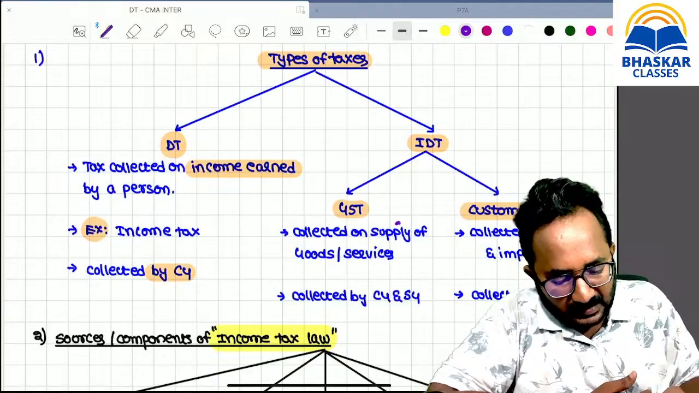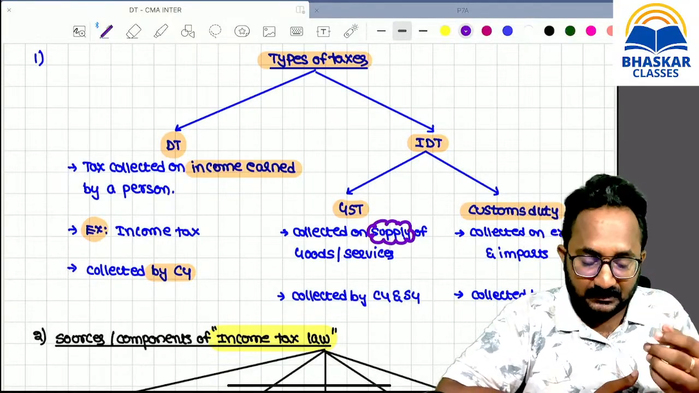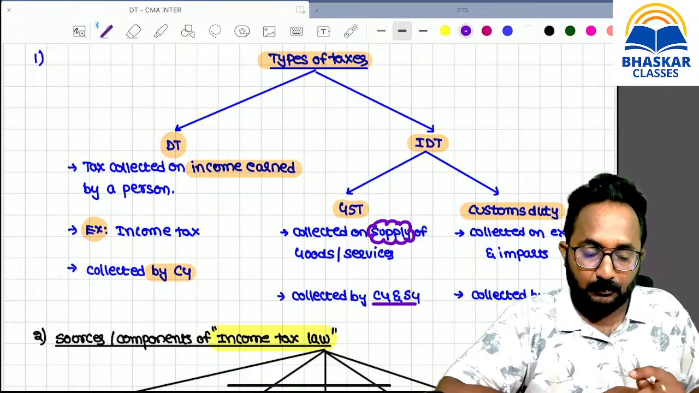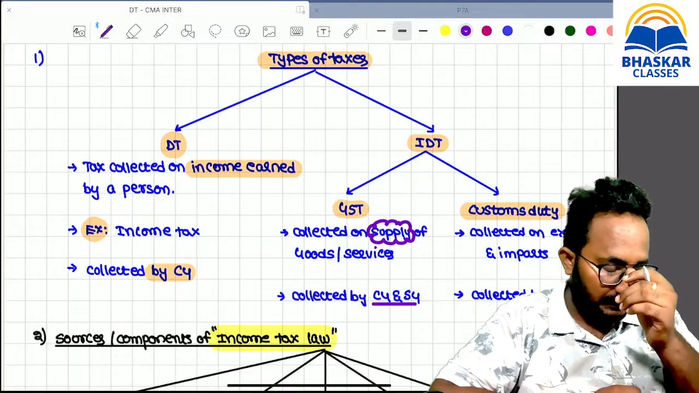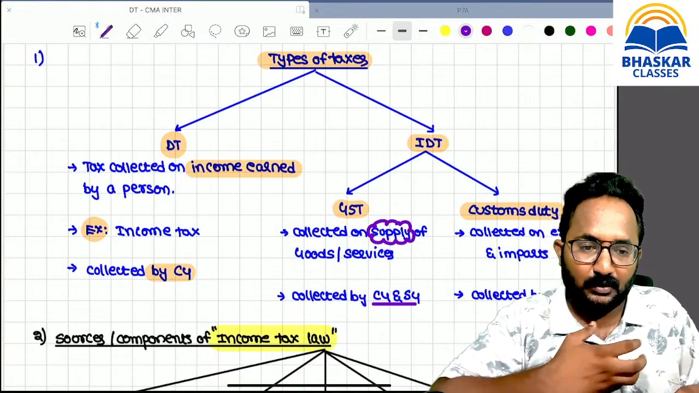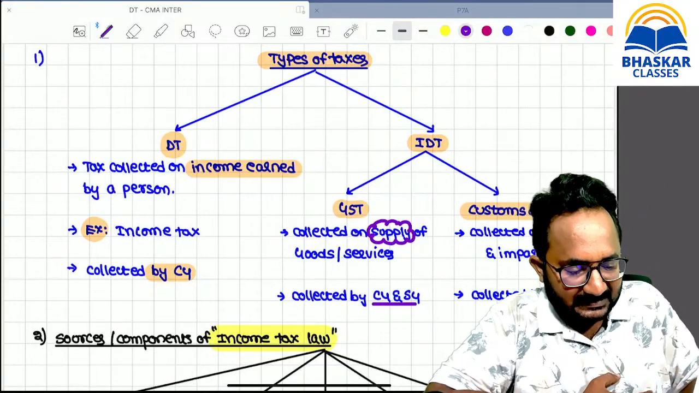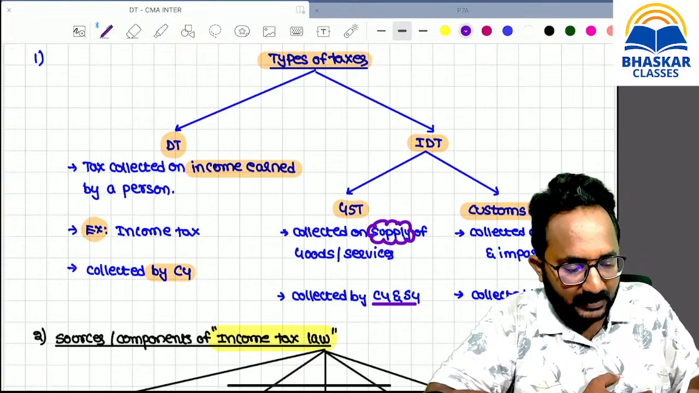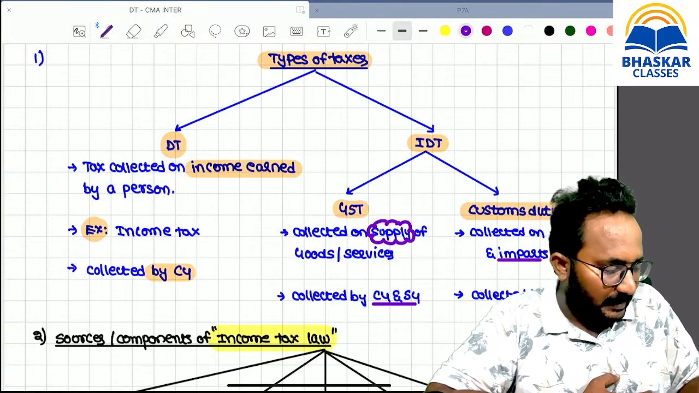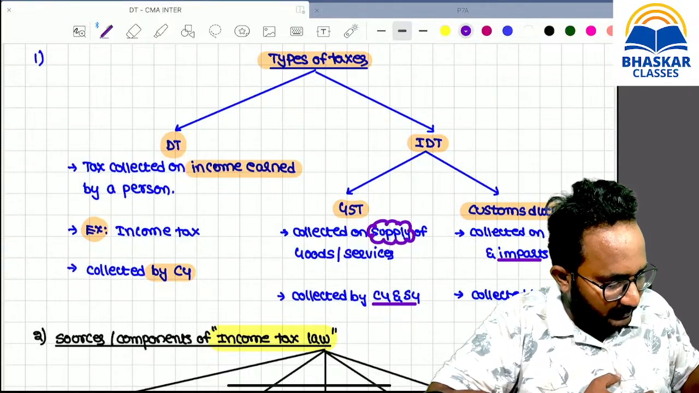If a tax is collected on the supply of goods and services, that is Goods and Services Tax, one type of indirect tax. Here, both the Central government and the State government can collect the GST. So I think you know CGST and SGST. And if any tax is collected on exports and imports, it is called customs duty. It is exclusively collected by the Central government.